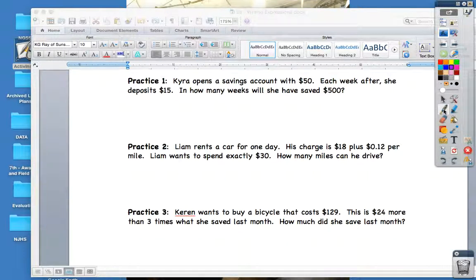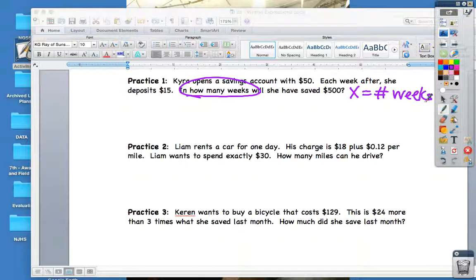Here we go. The best thing I can tell you is to read the whole problem before you solve it. Kira opens a savings account with $50. Each week after that, she deposits $15. In how many weeks will she have saved $500? The most important thing you can do is tell me, first of all, what we're looking for. We're looking for how many weeks it takes her to save that much money, right? So my variable is going to be how many weeks.